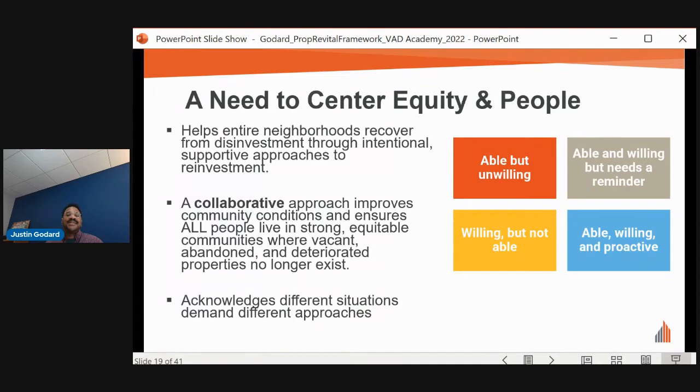While much of what we discuss is focused on stabilizing and repairing physical property, we ultimately do this work in service of people and the places they call home. We believe that effective solutions center equity both in their decision-making and outcomes. This means helping neighborhoods recover from divestment through intentional approaches to reinvestment, centering community members' voices and conversations on how communities should look and where and how investment should occur, and recognizing that different situations demand different approaches. A heavy-handed approach is really not going to work with neighbors that lack financial resources and can lead to more inequitable outcomes.